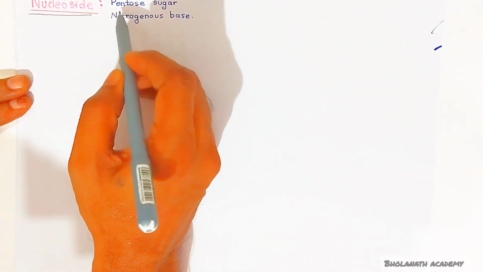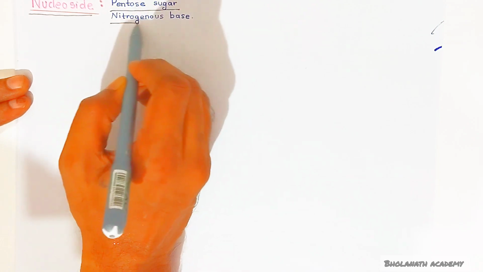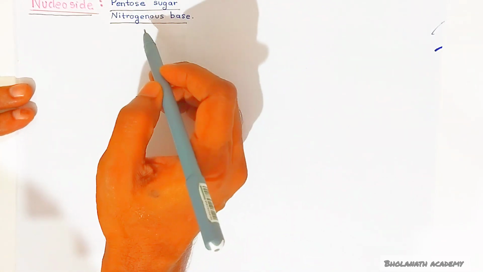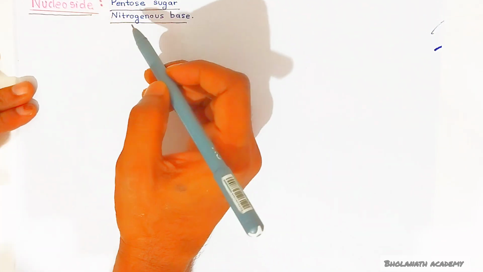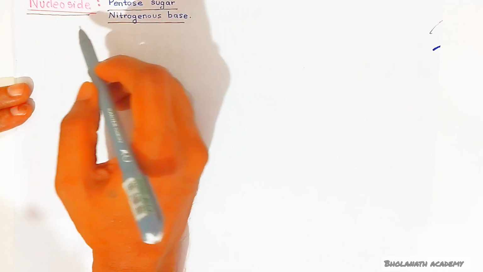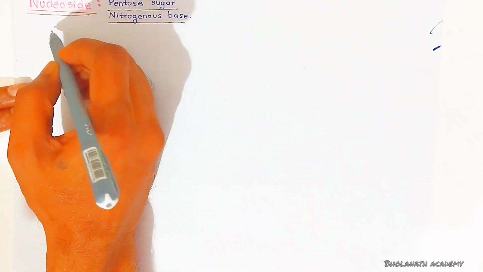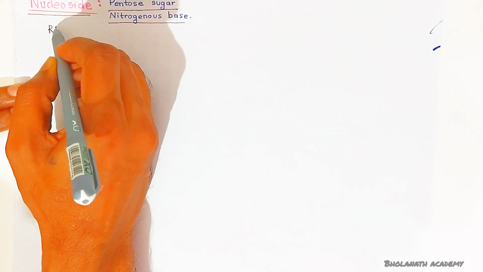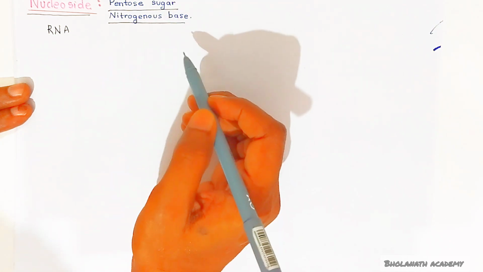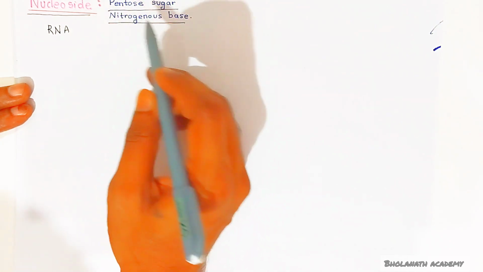Nucleoside contains sugar as well as a nitrogenous base. When these two components are present, we call it a nucleoside. Mostly they are present in RNA. Okay students, so this is called a nucleoside.